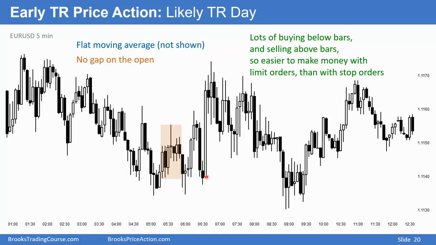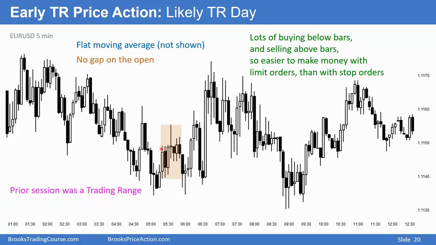With all of these reversals and the bad follow-through, it's easier to make money with limit orders, selling above bars, betting breakouts will fail, buying below bars, betting bear breakouts will fail, than it is to enter with stops and make money. Stop orders are less successful than limit orders. That's another sign of a trading range day. I call it a limit order market. When it's easier to make money with limit orders than with stop orders, the market's probably going to be in a trading range.